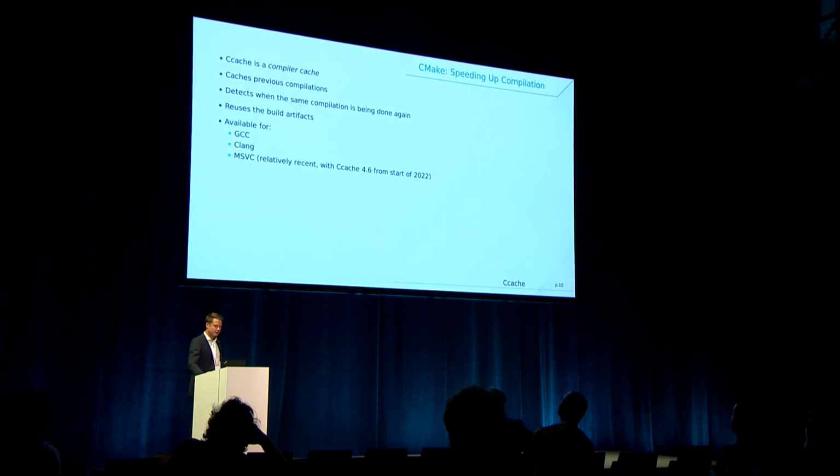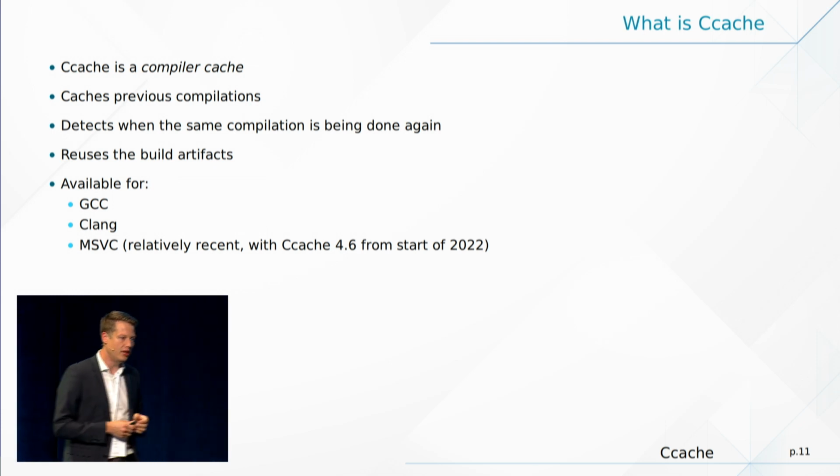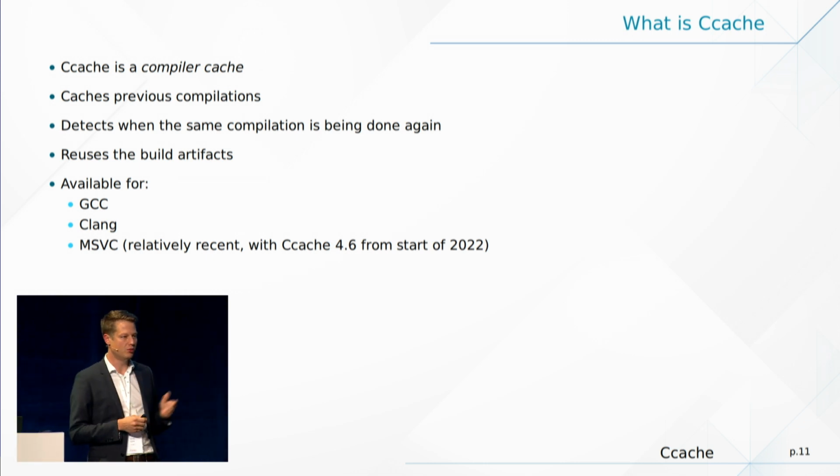OK, what other options do we have, right? So we fixed the build tool already. Now, maybe we can do something about making actual compilation a little bit faster. And there is CCache to the rescue for that. What is CCache? CCache is a compiler cache. It means that it caches previous compilations of translation units. It detects when the same compilation is being done again, and it reuses the build artifacts in that case.